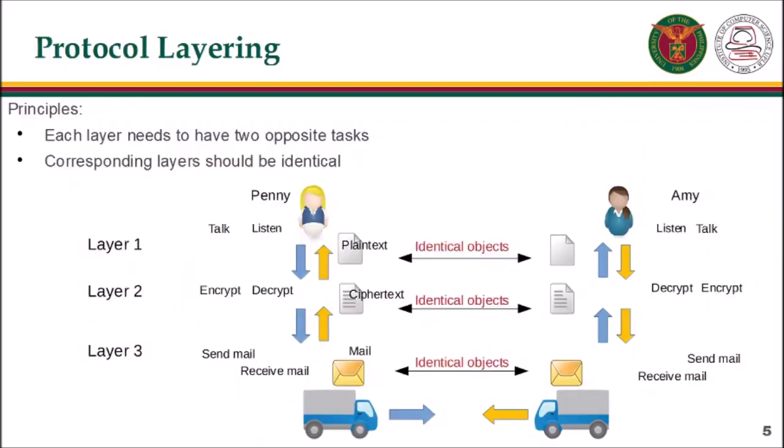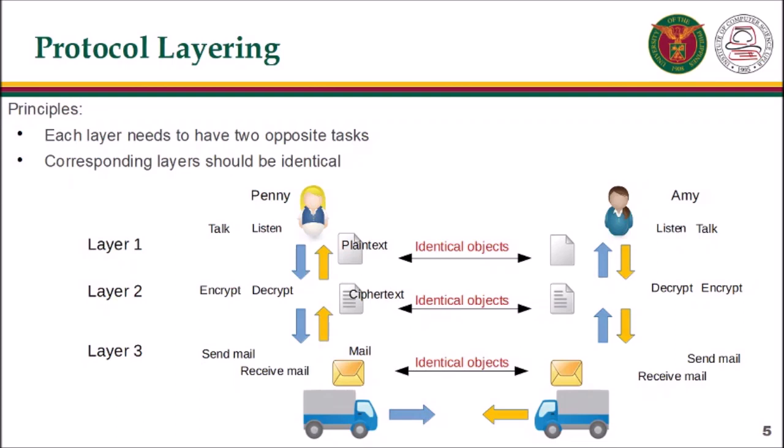Protocol layering enables us to divide a complex task into several smaller and simpler tasks. It has two principles. The first principle dictates that if we want bidirectional communication, we need to make each layer able to perform two opposite tasks, one in each direction. For example, the first layer tasks are talk and listen. The second layer is encrypt and decrypt. The third layer is send and receive.